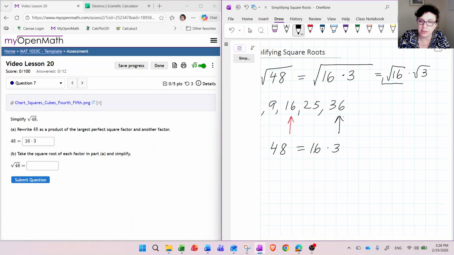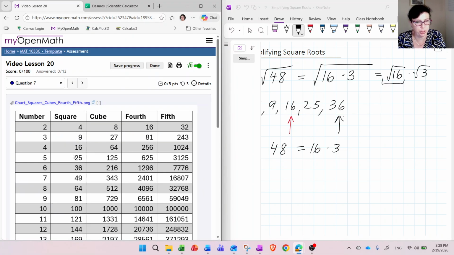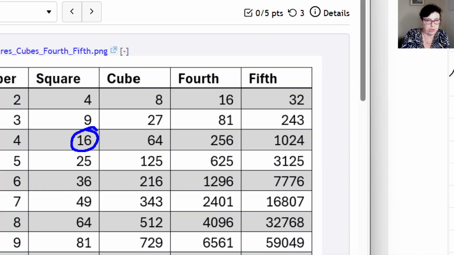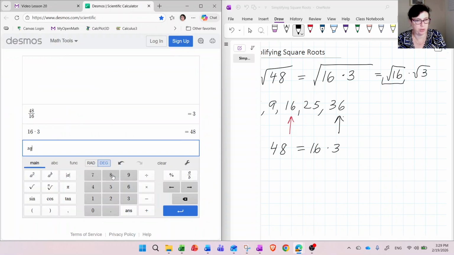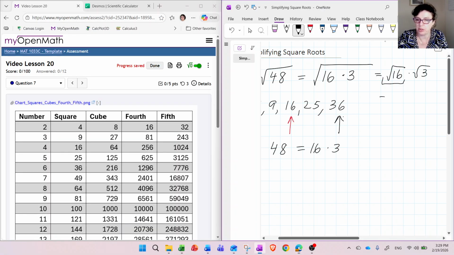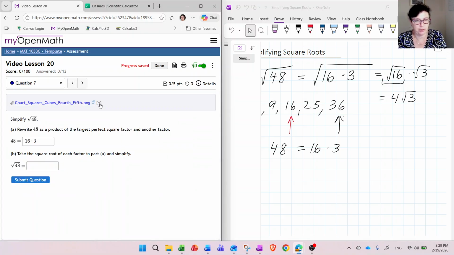And guess what? The square root of 16 can be simplified. That is, of course, going to be 4, because we were able to see that from the chart, right? Corresponding to 16, what number squared is 16? 4. And you can just find this on the calculator. That's going to be 4. So this part is going to be 4, and then 4 square root of 3 is the answer.